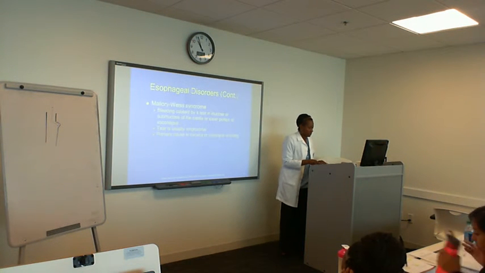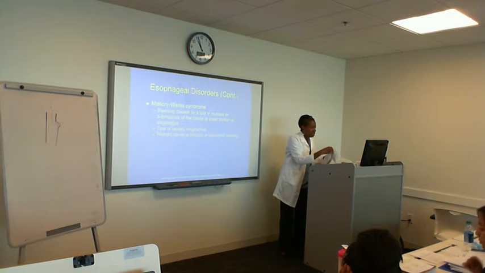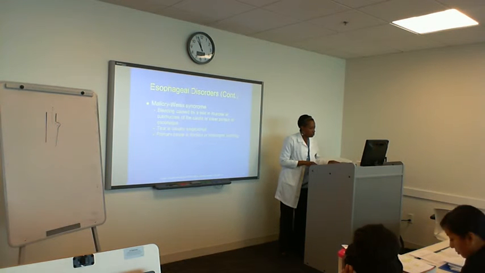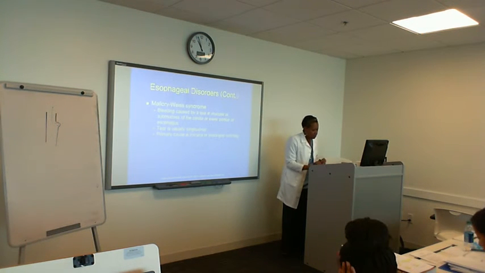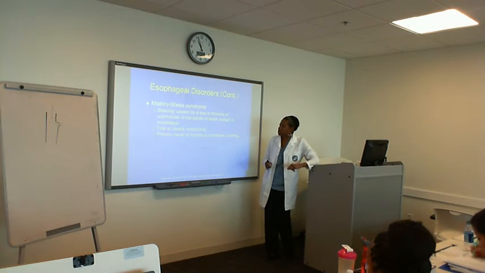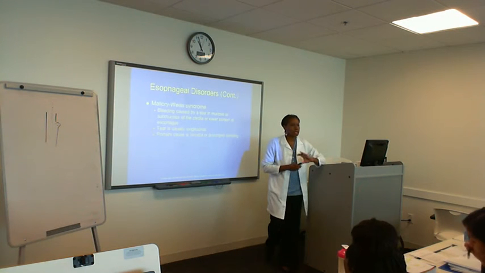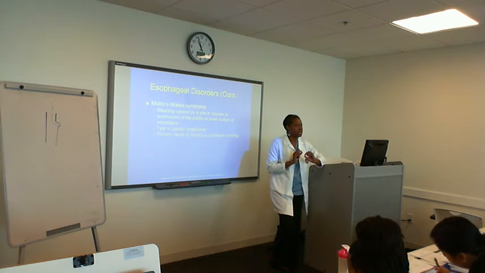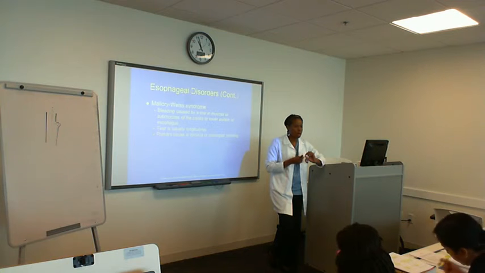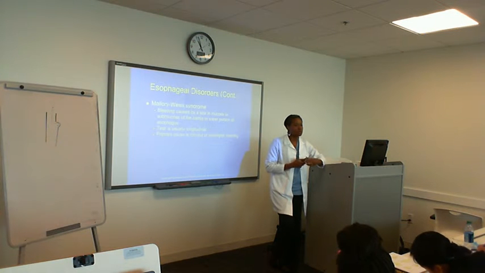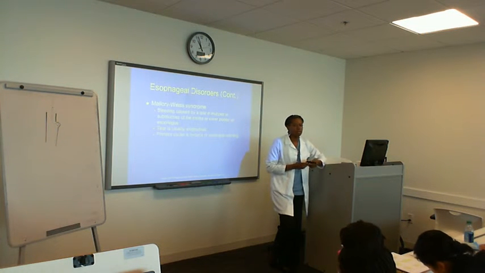Now, the next condition here is something called Mallory-Weiss syndrome. And this one is not so involved, but basically what happens here is that these individuals get a tearing in the esophagus, in the wall of the esophagus, and this comes from forceful vomiting. Okay, so let's say patients that may be bulimic, okay, could have this situation.